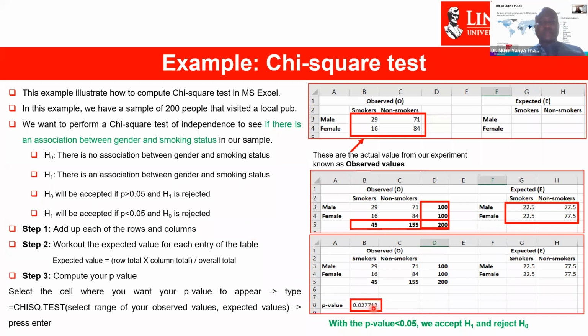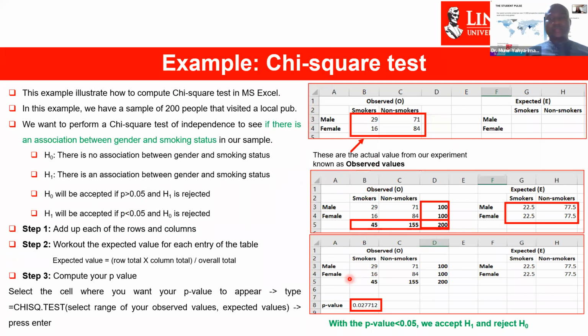And when you have this value as a p-value, you then check if it is less than 0.05 or not. If it is less than 0.05, then we accept the alternate hypothesis. Otherwise, we accept the null hypothesis and reject the alternate hypothesis. But in this case, it is less than 0.05. So we accept the alternate hypothesis and we reject the null hypothesis.